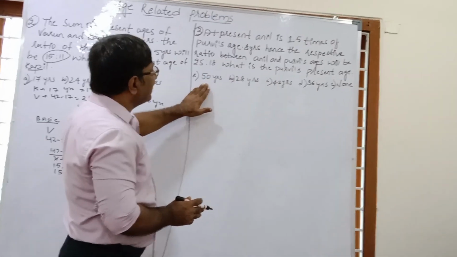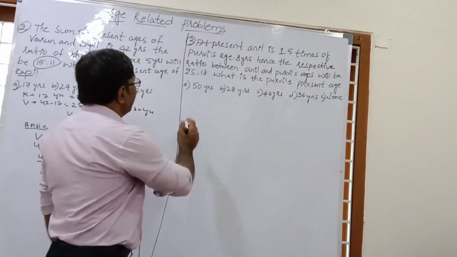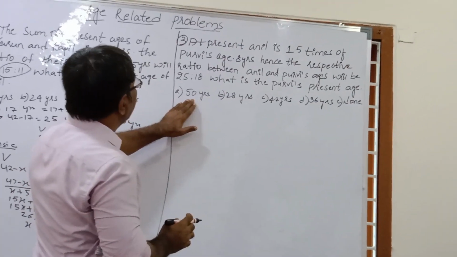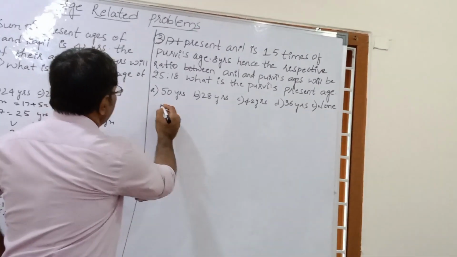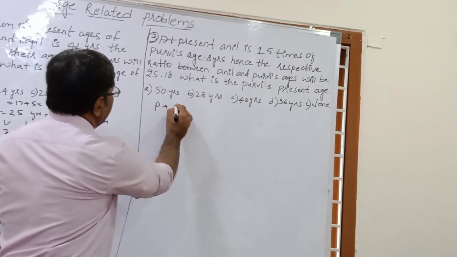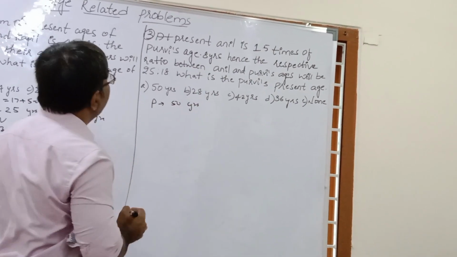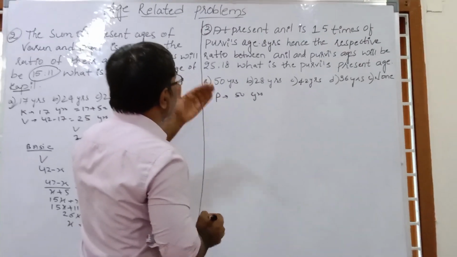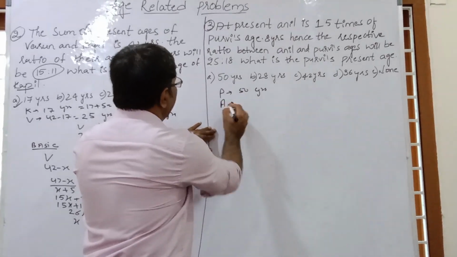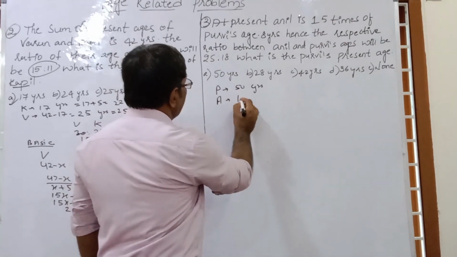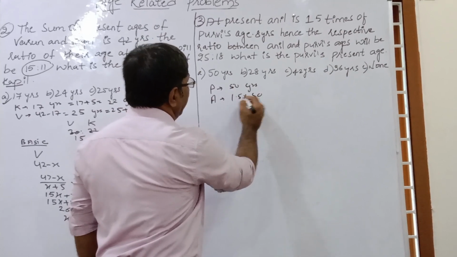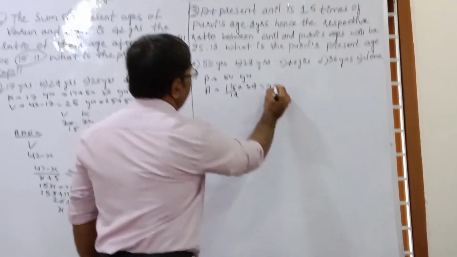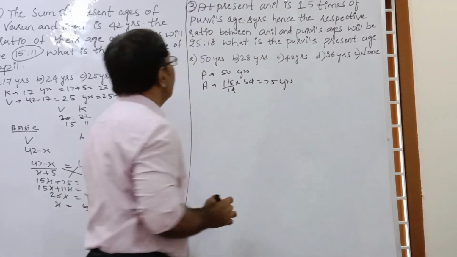So suppose 50 is the right answer, then 50 is Purvi's age. So if Purvi's present age is 50 years, that is 50 years. Now at present Anil is 1.5 times Purvi. So what will Anil's age be? 1.5 times Purvi, so this is 1.5 into 50. So this is 15 by 10, this 0 cancels, that is 75 years. So 75 years is Anil's age.